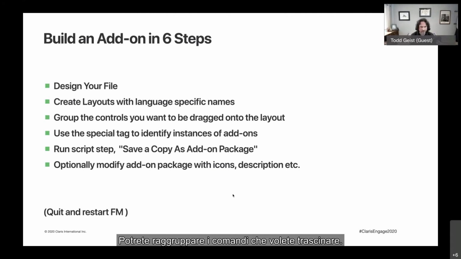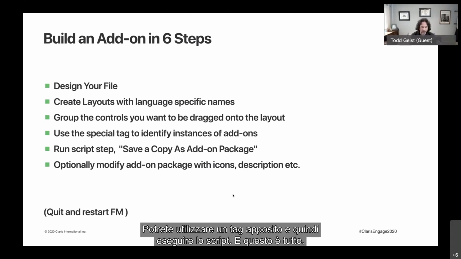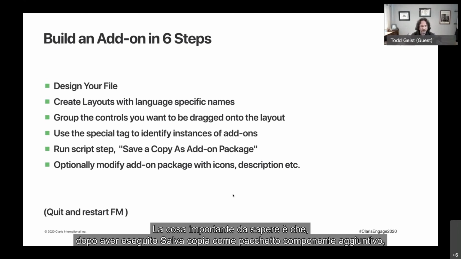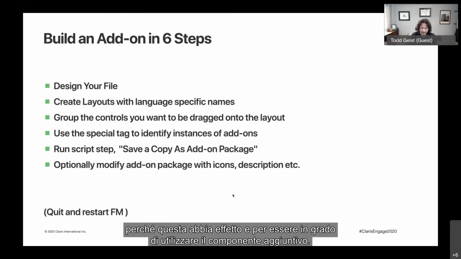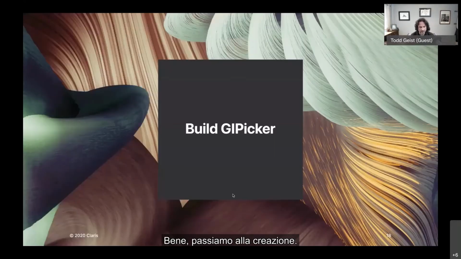Group the controls you want to be dragged on, use the tag, and then we're gonna run this script, and that's really it. The important thing to know is after you do this save copy as add-on package, you do need to quit and restart FileMaker for that to take effect and to be able to use that add-on next. All right, let's build it.